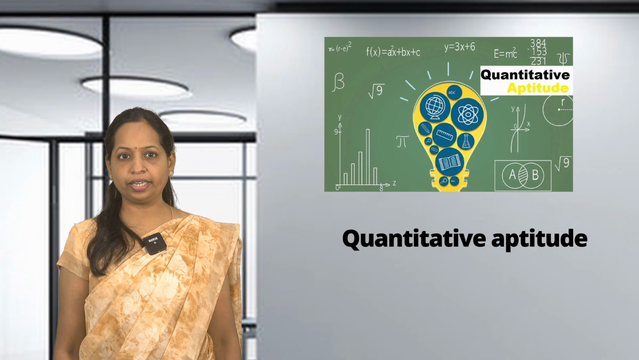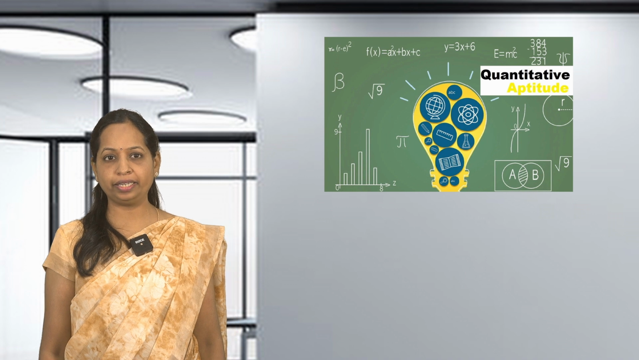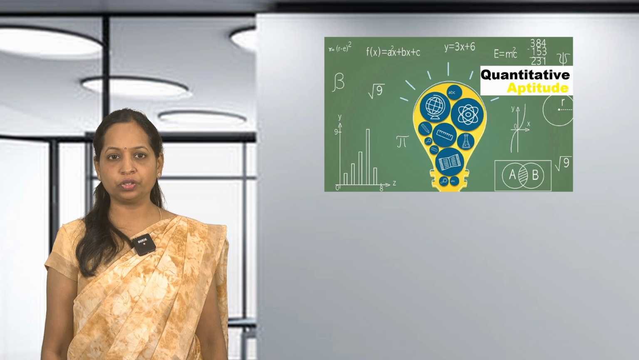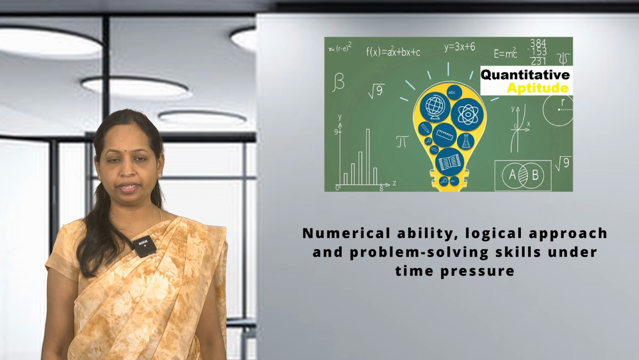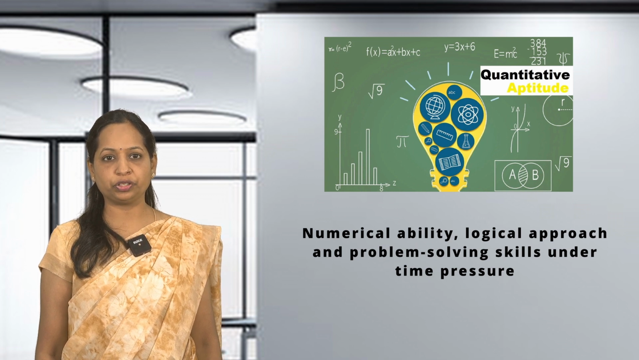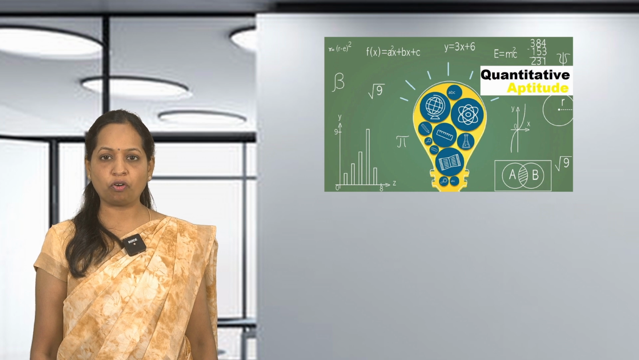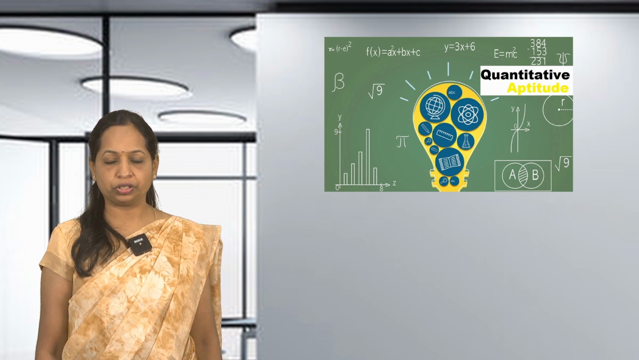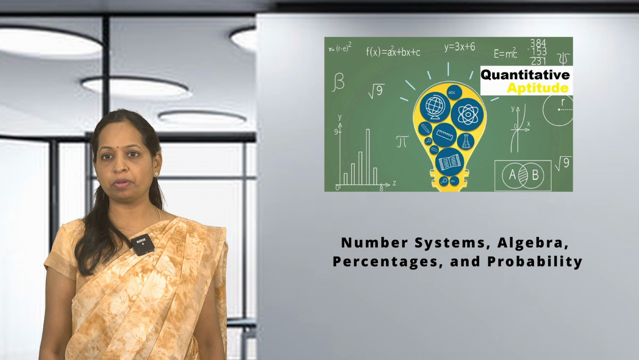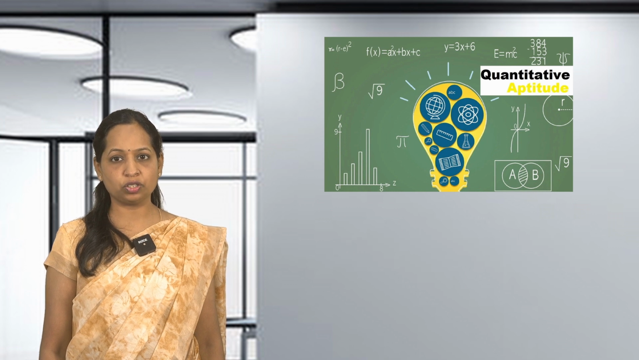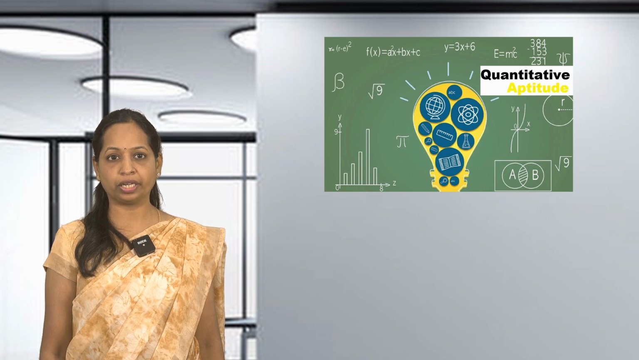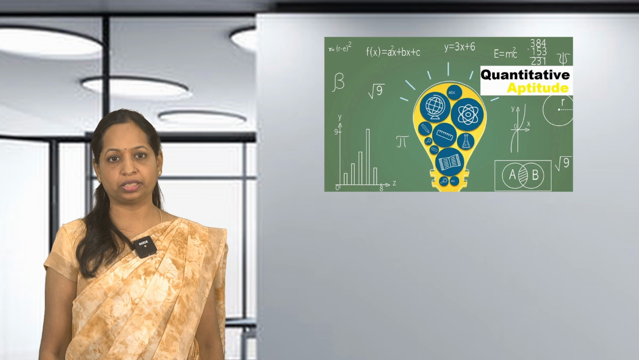Quantitative aptitude. Quantitative aptitude is one of the most critical components of campus placement tests. Recruiters use this section to assess a candidate's numerical ability, logical approach, and problem solving skills under time pressure. Four important topics often covered in aptitude tests are number system, algebra, percentages, and probability. Mastery over these concepts improves the chances of clearing the first round in most corporate hiring processes.